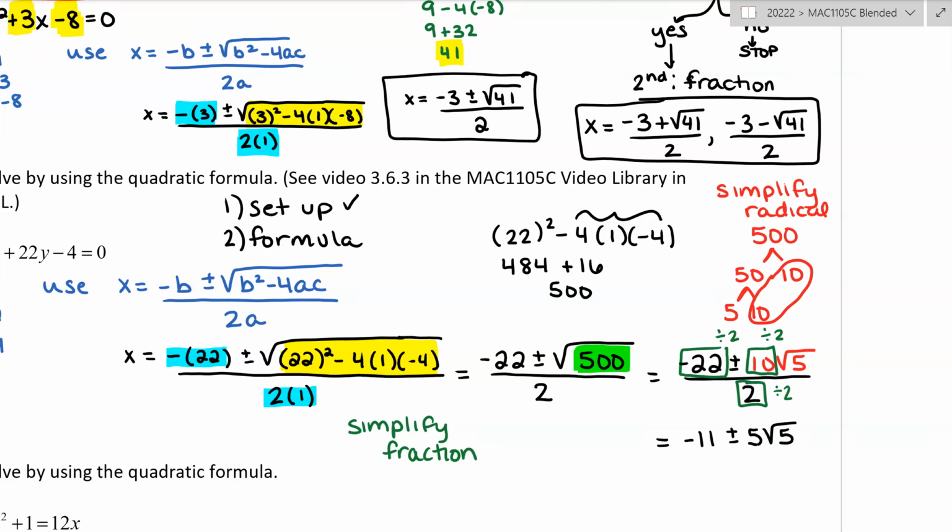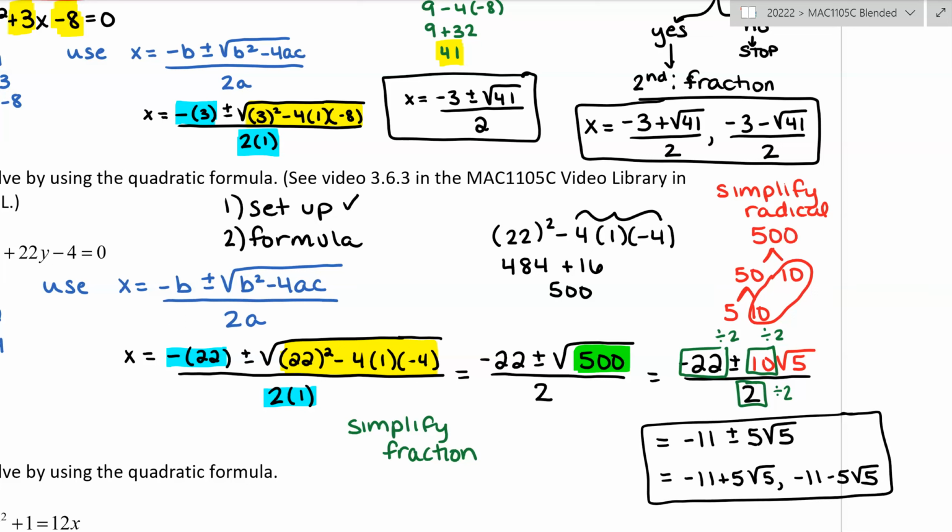So this is a perfectly fine answer, or you can write this as negative 11 plus 5 rad 5, then negative 11 minus 5 rad 5. Either one of these are fine answers. Now, out of habit, I wrote x equals, but it was y, so we're just going to change this to y equals.